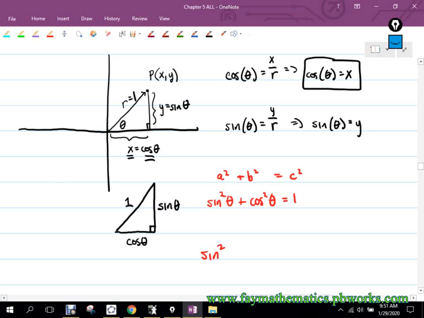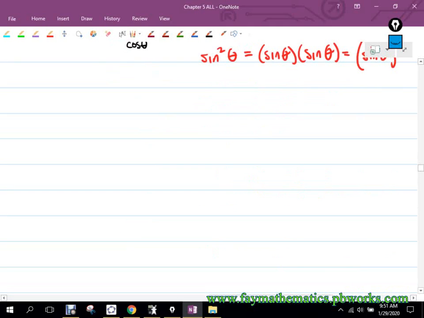Sine squared theta is this idea. It's sine theta times sine theta. Does that make sense? And we can write it this way. Does that make sense? Okay. But the confusion becomes, what happens if we write it this way? Now the theta is being squared. We don't want the theta being squared.